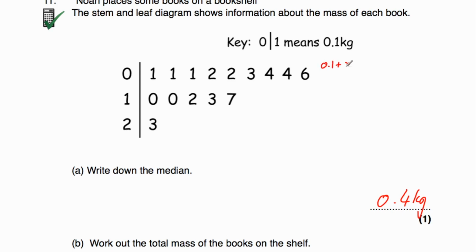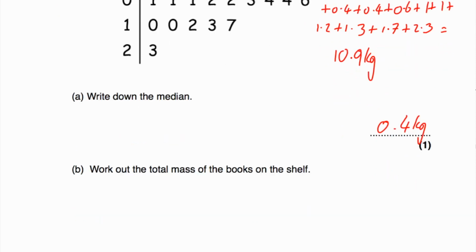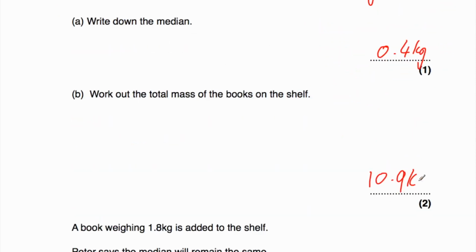So 0.1 plus 0.1 plus 0.1 plus 0.2 plus 0.2 plus 0.3 plus 0.4 plus 0.4 plus 0.6 plus 1 kilogram plus 1 kilogram plus 1.2 plus 1.3 plus 1.7 plus 2.3. Let's add those values up and see what we get. Whenever we add up all those masses, we get 10.9 kilograms. So the total mass of the books on the bookshelf is 10.9 kilograms.